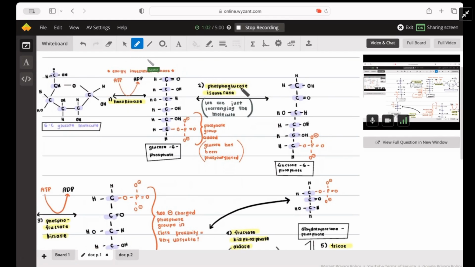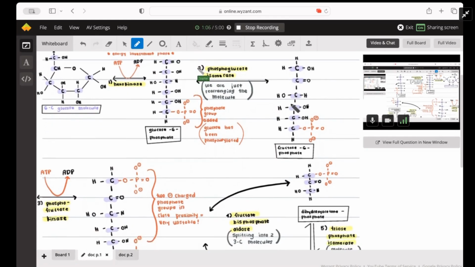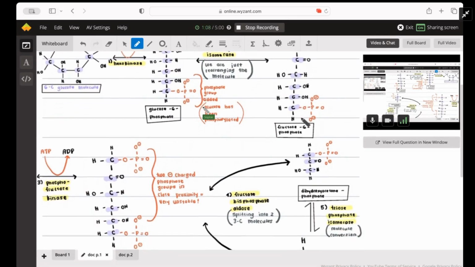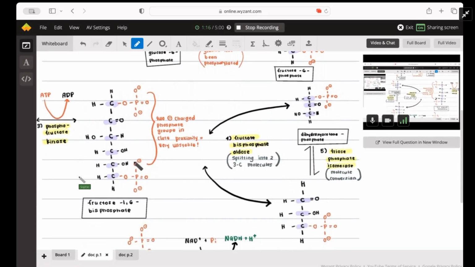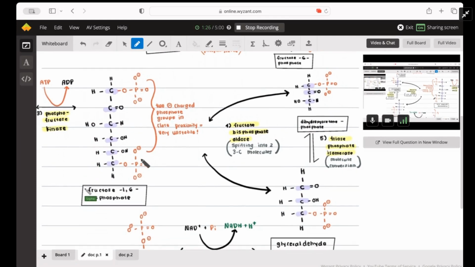So then phosphoglucose isomerase basically just rearranges the molecule into a more favorable form. And then we have phosphofructose kinase. So this again uses ATP to add another phosphate group. Now that we have 2 negatively charged phosphate groups in close proximity, this is really unstable. So this molecule is going to break down.